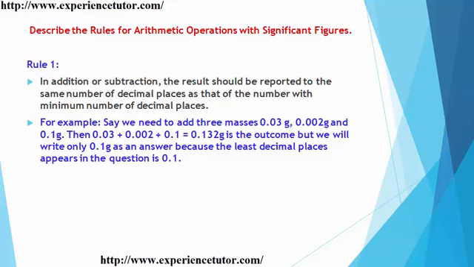Describe the rules for arithmetic operation with significant figures. Rule 1. In addition or subtraction, the result should be reported to the same number of decimal places as that of the number with the minimum number of decimal places. For example, say we need to add 3 masses, 0.03 gram, 0.002 gram and 0.1 gram. Then 0.03 plus 0.002 plus 0.1 is equal to 0.132 gram is the outcome, but we will write only 0.1 gram as an answer because the least decimal place appearing in the question is 0.1.